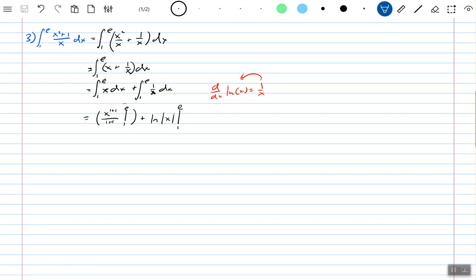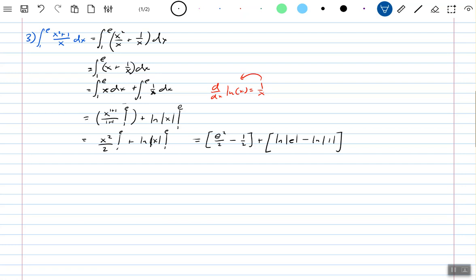So now from here, just to simplify, we get x squared over 2 from 1 to e plus the natural log of the absolute value of x from 1 to e. Now we do the fundamental theorem step where we actually evaluate the endpoints. So this first one is going to become e squared over 2 minus 1/2 plus the natural log of the absolute value of e minus the natural log of the absolute value of 1.